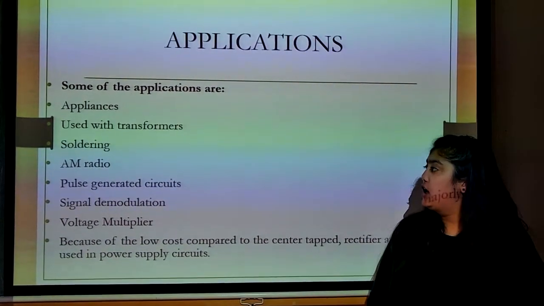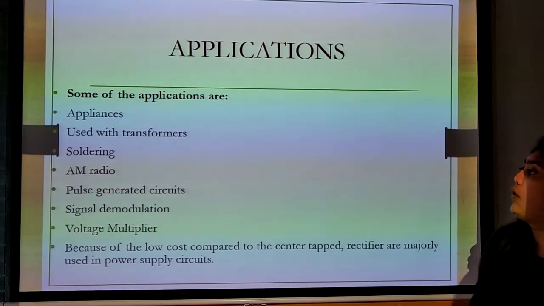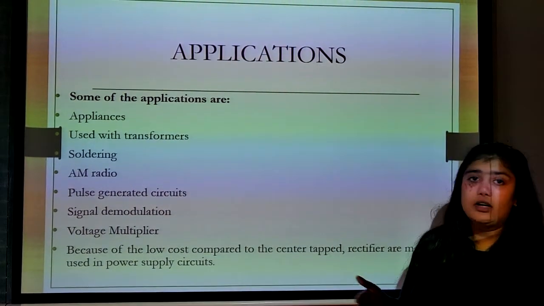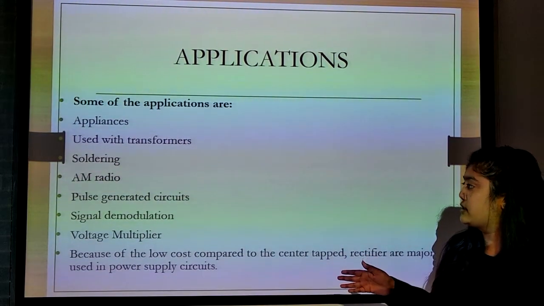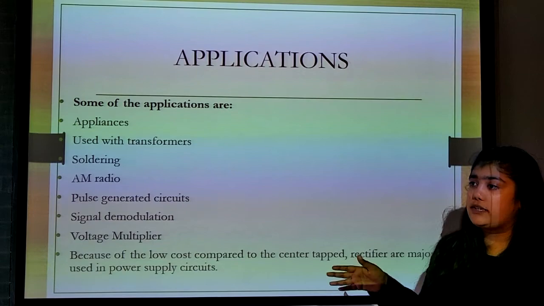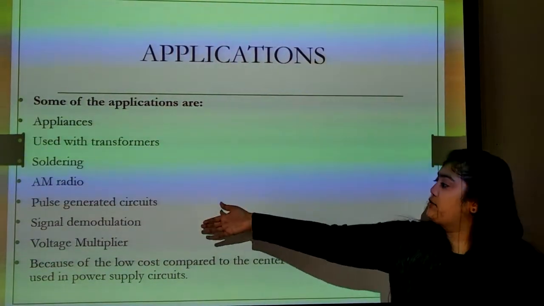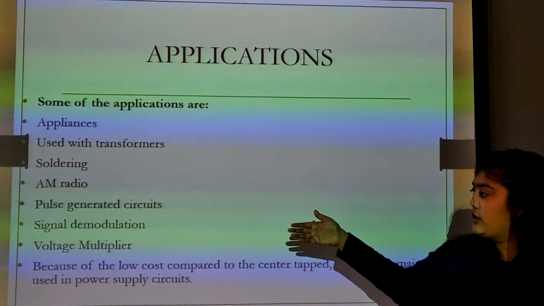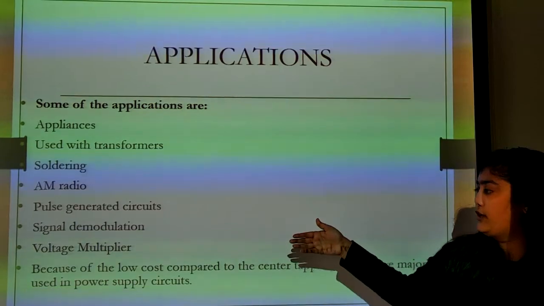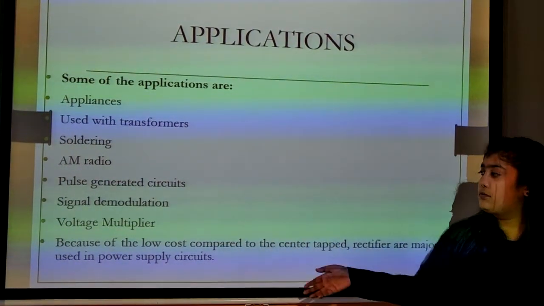Half-wave rectifiers are used in soldering iron type of circuits. Then come AM radios. Half-wave rectifiers are used in AM radios as detectors because the output signals are audio signals. As we talk about signal demodulation, it is used for the demodulation of an amplitude modulated signal. As we talk about voltage multipliers, it is used for the purpose of voltage multiplication.